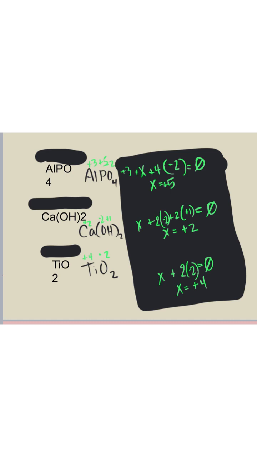All right, so hopefully you got the same answers that I did. I have aluminum as +3, phosphorus as +5, and oxygen as -2. And the next one I have calcium as +2, oxygen as -2, and hydrogen as a +1. And then on the last one, titanium as a +4 and oxygen as a -2.